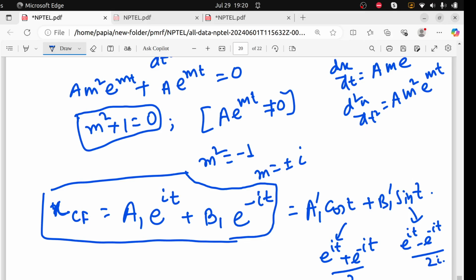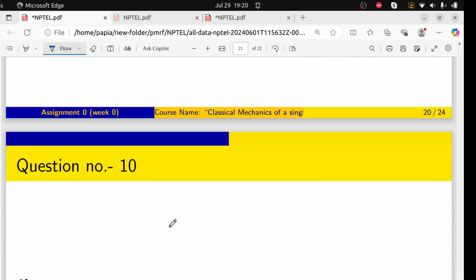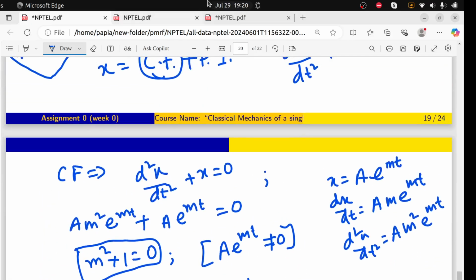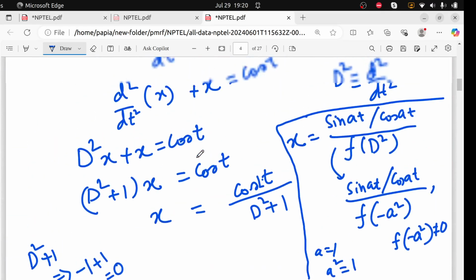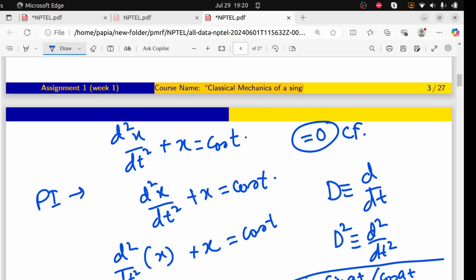Now coming to PI. For PI it is a little bit complicated, but still we will calculate. For PI we will take the whole equation. For CF I took the right hand side as 0, but for PI I will take the whole equation. Now what I will do, I will put a special notation as capital D, which is d/dt.